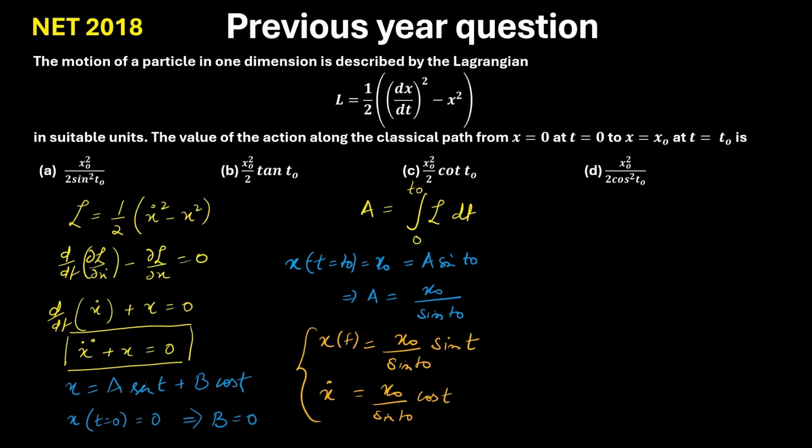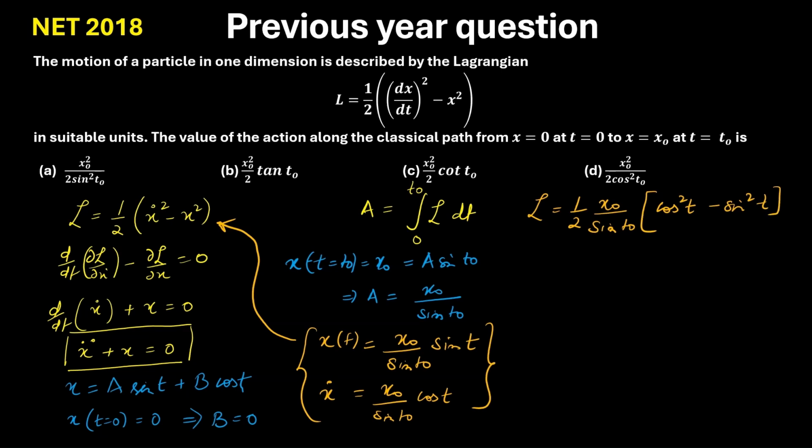Now I have got x and x dot in terms of time. So I can substitute this into the Lagrangian. Now I have, this is equal to half. I can take the constant outside, so it will be x naught over sine t naught, squared, and this one will be cos square t minus sine square t. So this one you can simplify as x naught over sine t naught, squared, into cos of 2t. So now we have the Lagrangian as a function of t. So we can integrate now.